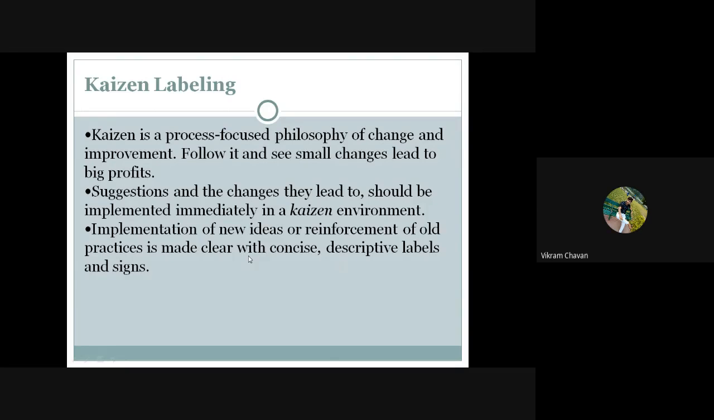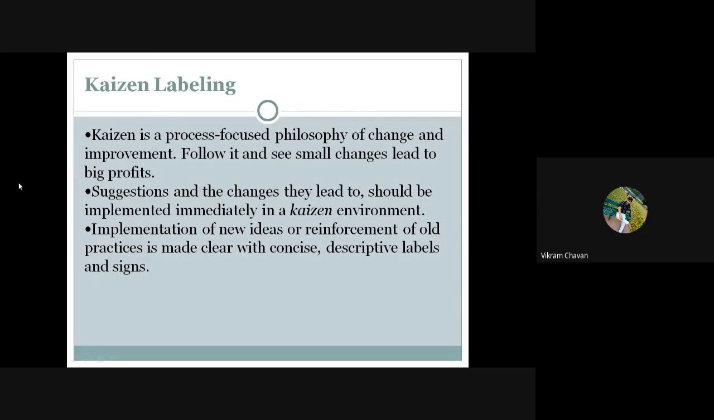Whatever suggestions we take from the workers should be implemented as early as possible. The old things or old processes we have to close up, and we have to implement the new ideas, or we can say the new kaizens. And the labeling should be provided for that.